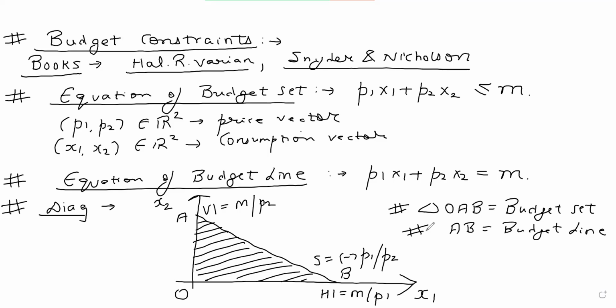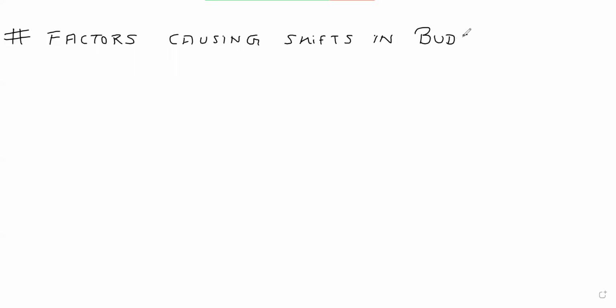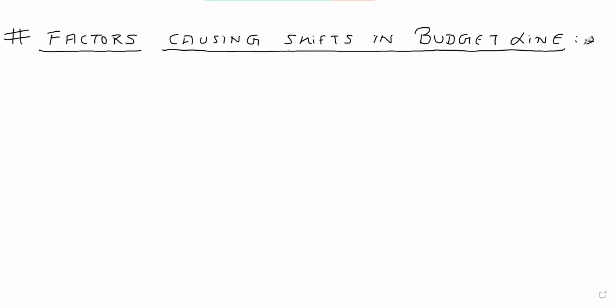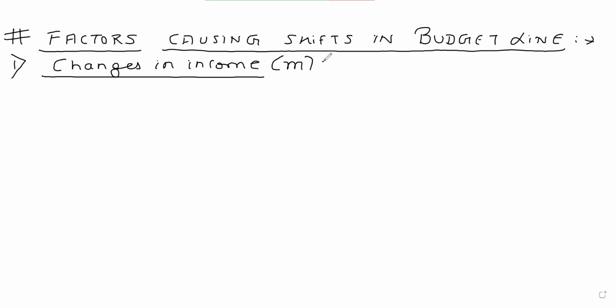Now, in this particular lecture, we are going to look at shifts in the budget line. Factors causing shifts in the budget line. So let's look at the first factor, which is changes in income. How do we denote income? We denote income using M.